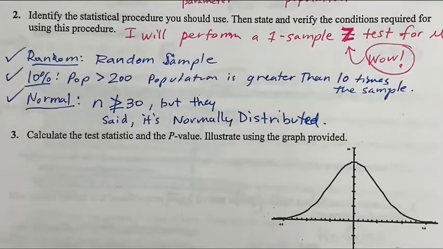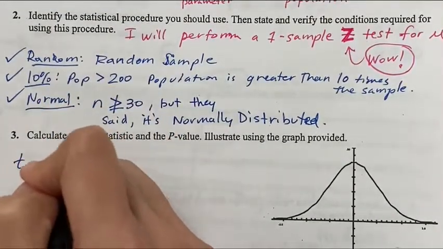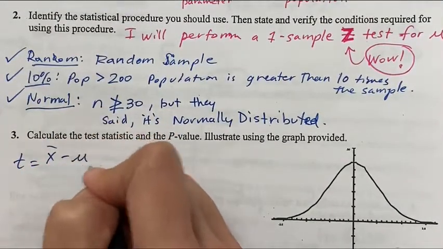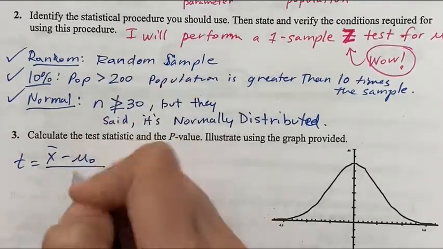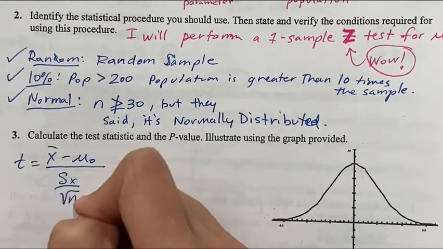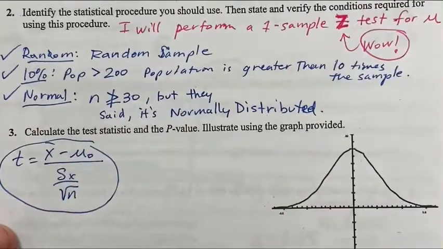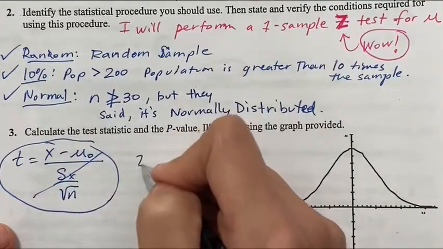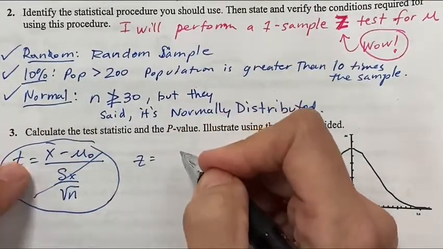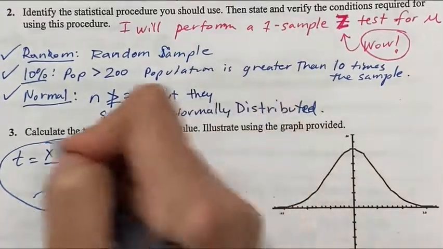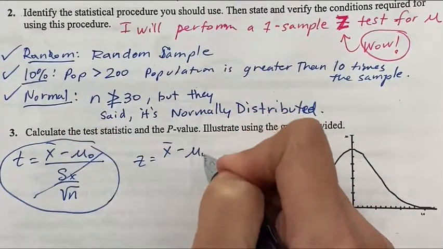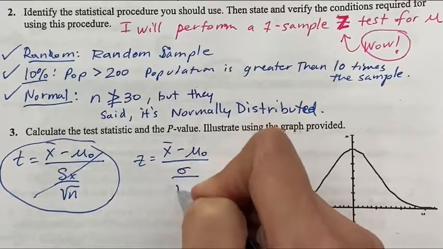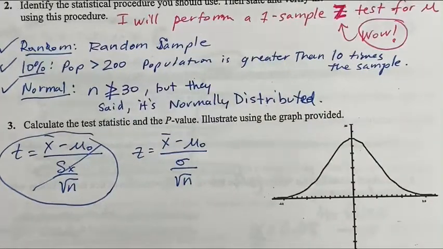Now let's calculate the test statistic. So normally you do t is x bar minus mu naught over s sub x over the square root of n. So what do you do when it's z? Well, we can actually do a z because we don't have to use t to approximate z. So we still have x bar minus mu naught, but now we have sigma over the square root of n. So let's plug in these values from the calculator.